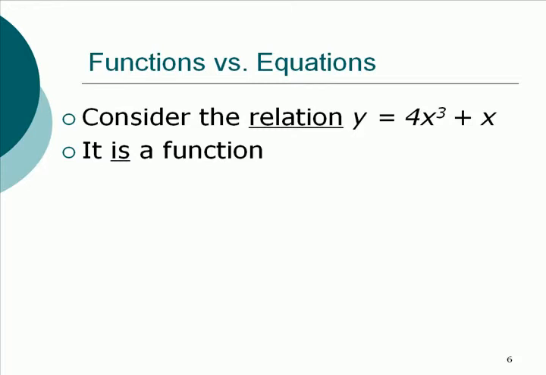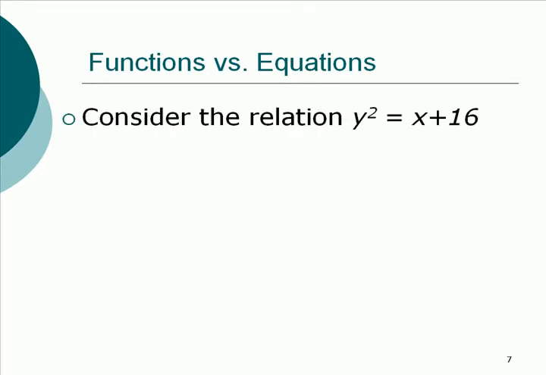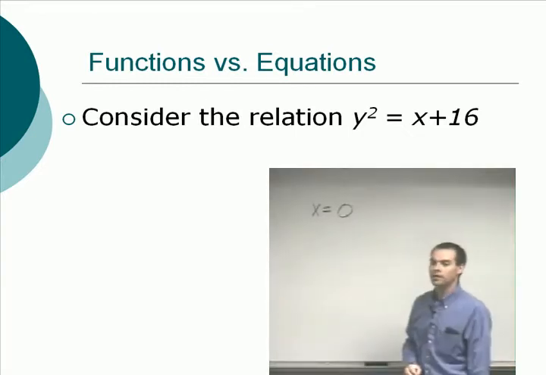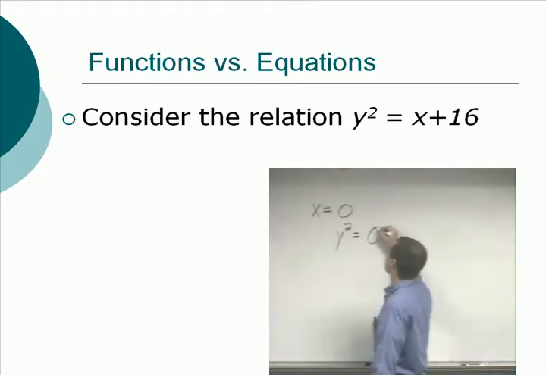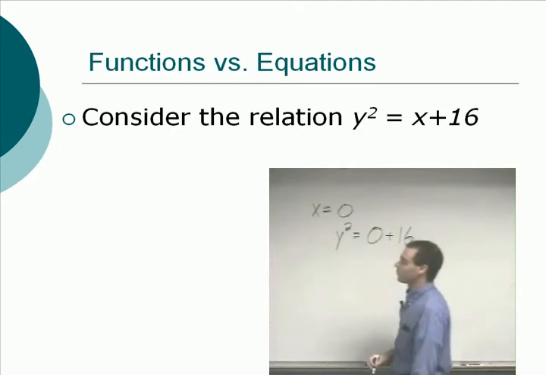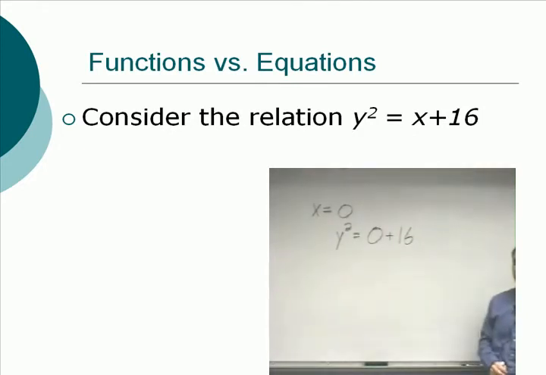But I want you to look at this one. How about y squared equals x plus 16? For any given x value, will there always be exactly one y value? For example, x equals 0. If you let x equal 0, what does that equation become? Is there more than one y value that satisfy that? Yeah, there is.